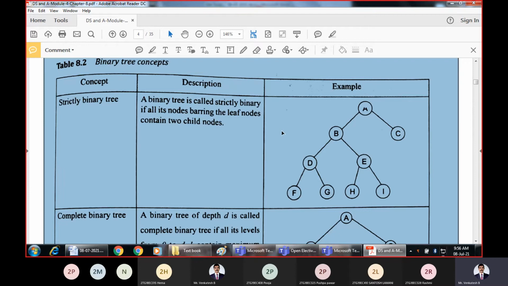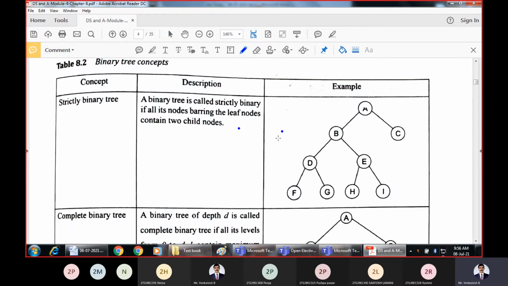What does the definition of a strictly binary tree say? A binary tree is called a strictly binary tree if all its nodes other than the leaf nodes contain exactly 2 children. For example, A is having 2 children, B and C. B is having 2 children, D and E. D is having 2 children, F and G. E is having 2 children, H and I. So with this property, what we can see here is, other than the leaf nodes, all are having exactly 2 children.